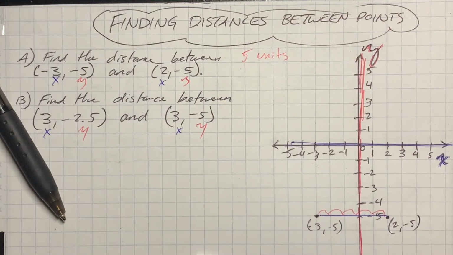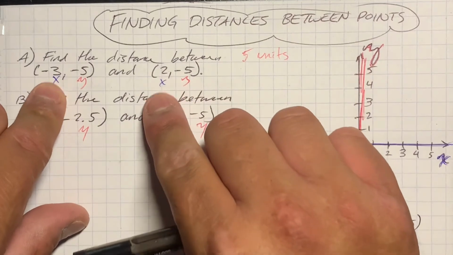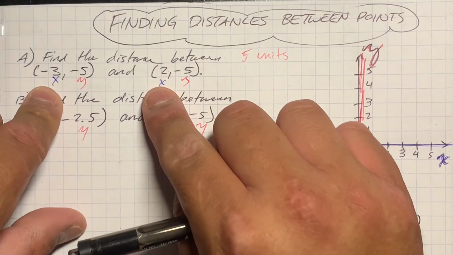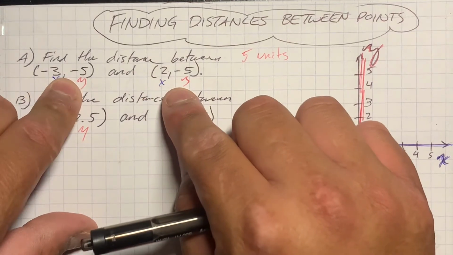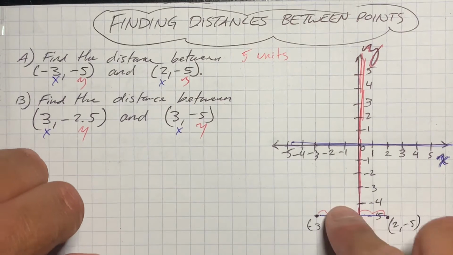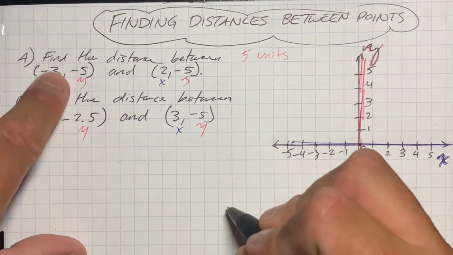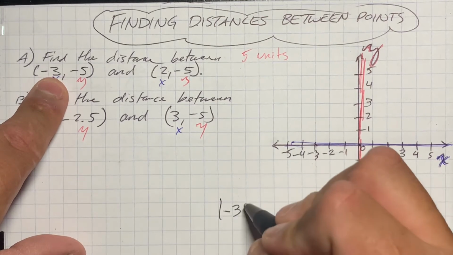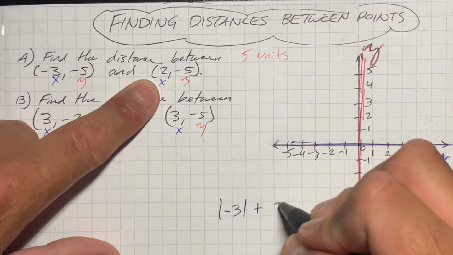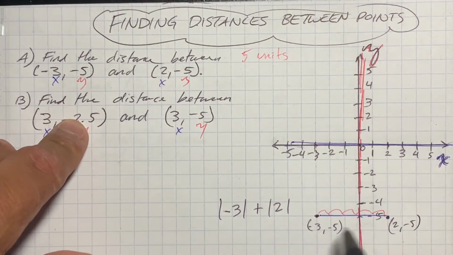Another way you could do this is with absolute value. Since you have your x values, -3 and +2, they're different, but your y values are both -5. They're identical because they're in the same location, except for your x values. So your x value here is -3. I'm going to use absolute values, and I'm going to add that to the absolute value of +2. That's going to help me find the distance between these 2 points.